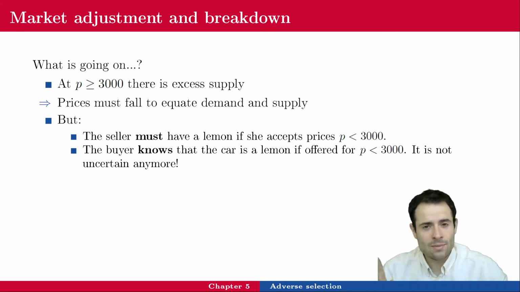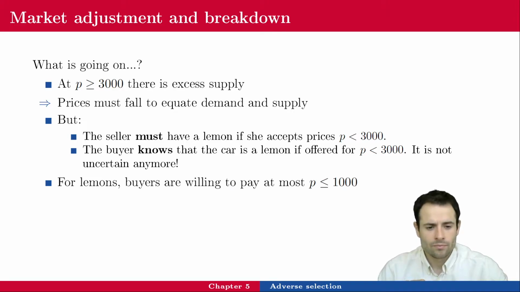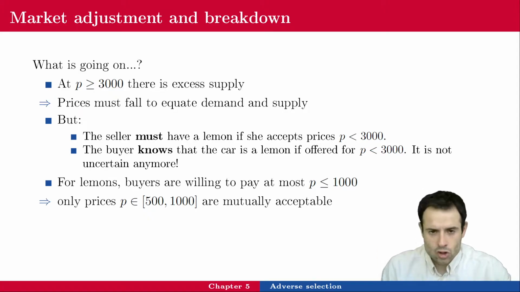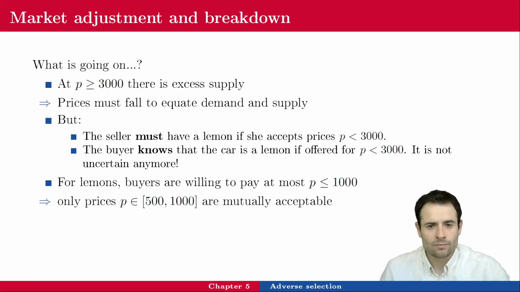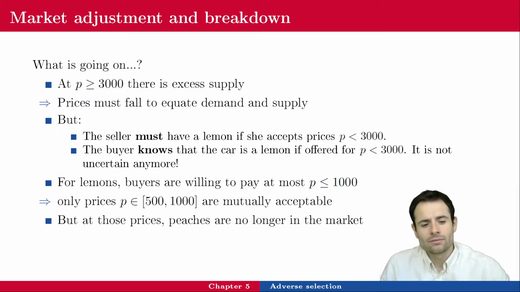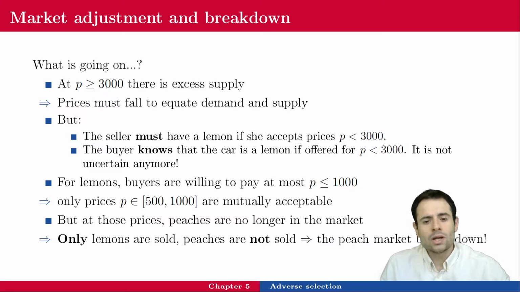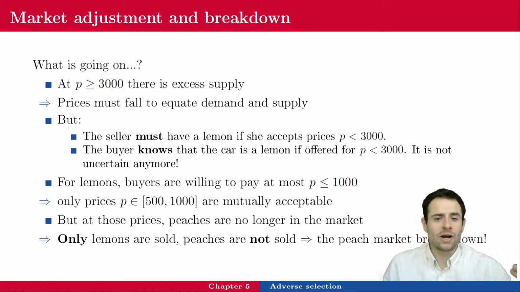If he concludes it's a lemon, then there is no risk associated to the quality anymore. It is not uncertain. And so, now, a buyer will be willing to pay the price for a lemon, which is at most $1,000. And so only prices between $500 and $1,000 will be mutually acceptable. So what is going to happen at the end of the day is lemons will be sold, but peaches will not find any buyer. So only lemons are sold, peaches are not. So the peach market breaks down.